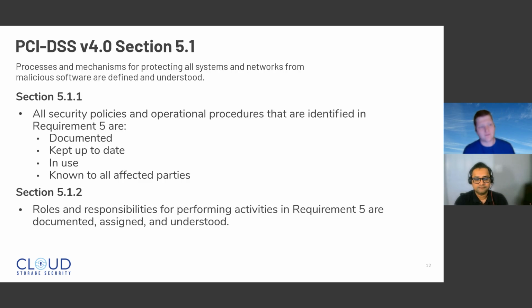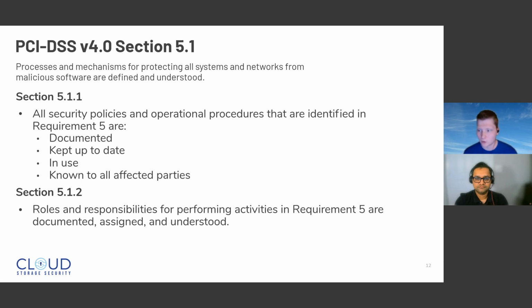Let's start with section 5.1. And this cites that processes and mechanisms for protecting all systems and networks from malicious software are both defined and understood. So when we talk about this, we want to make sure that all security policies and all operational procedures that are identified in requirement 5, this includes malware scanning, are documented, kept up to date, in use, and known to all affected parties.